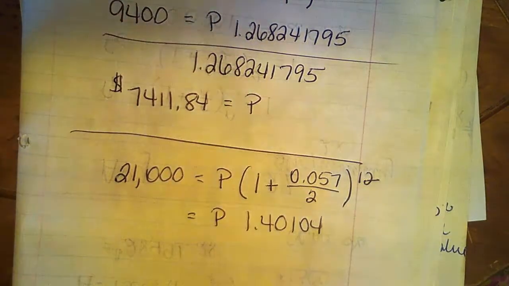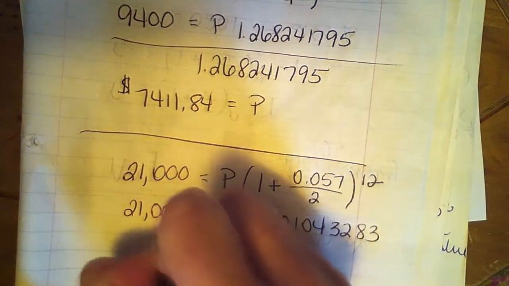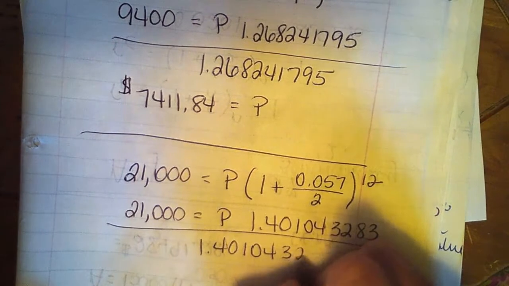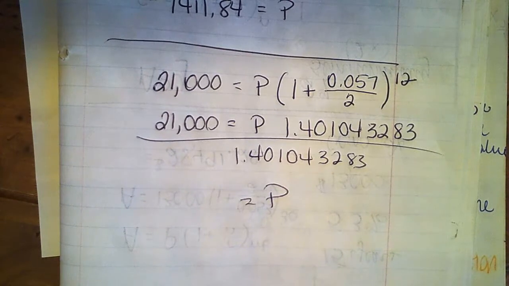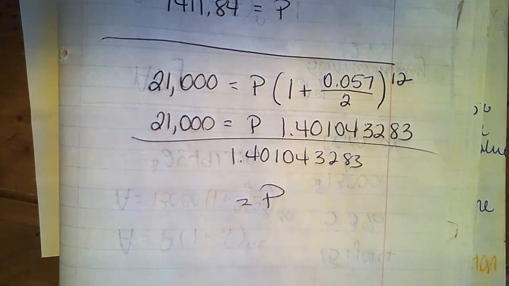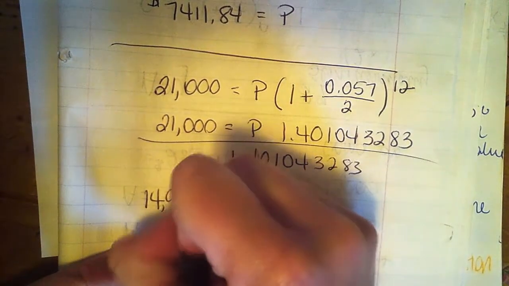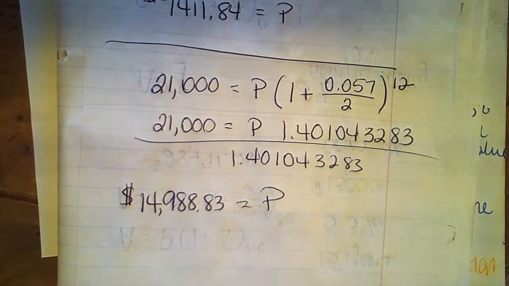1.40104 3283. And that needs to equal 21,000. So divide both sides by this mess, 1.40104 3283. And I'll find out that a fair price to pay is going to be 14,988.83. So that's how much I should plan to pay now for a face value of $21,000.